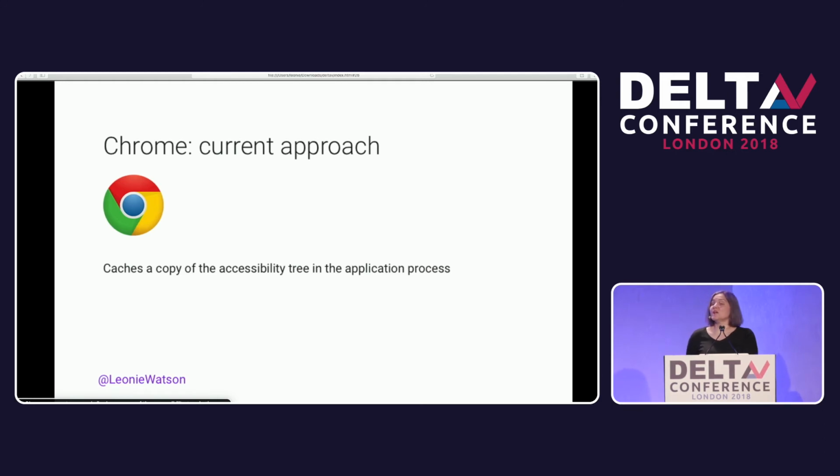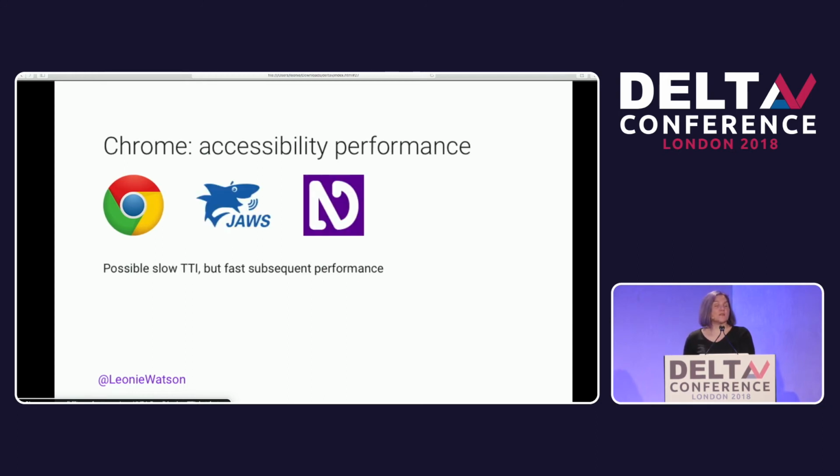What Chrome does is when it detects that a screen reader is running, it creates the accessibility tree, and that happens within the content process. It then caches the entire accessibility tree back over to the application process where the screen reader sits. So there's an initial hit on the creation of the accessibility tree and the caching. But once that has happened, the screen reader has incredibly performant access to the accessibility tree.